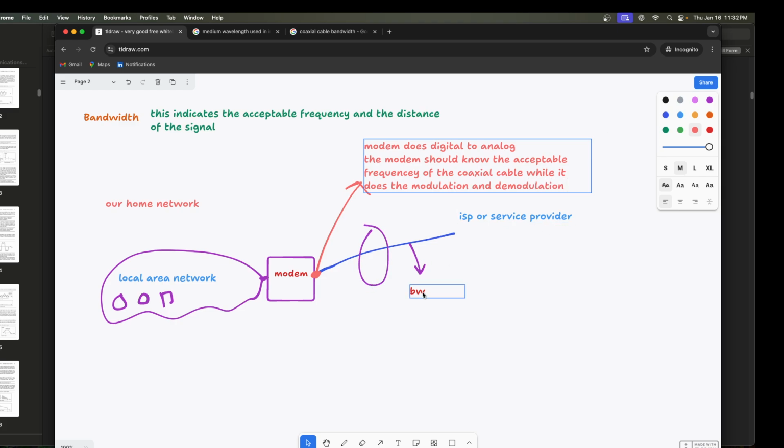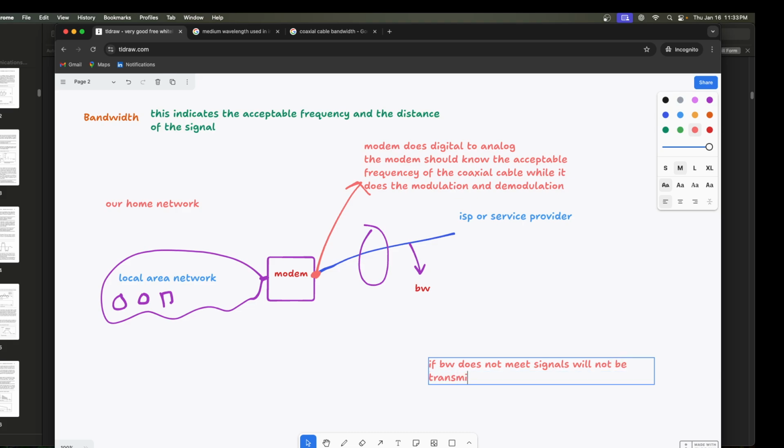If the bandwidth does not match, it's as simple as that. If bandwidth does not meet, signals will not be transmitted in an efficient way. That's the whole gist.